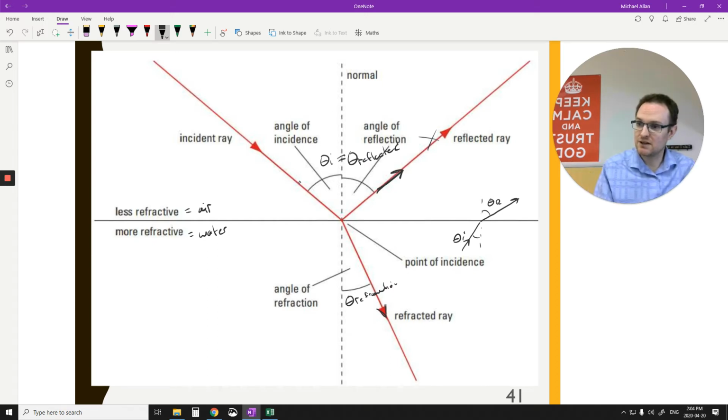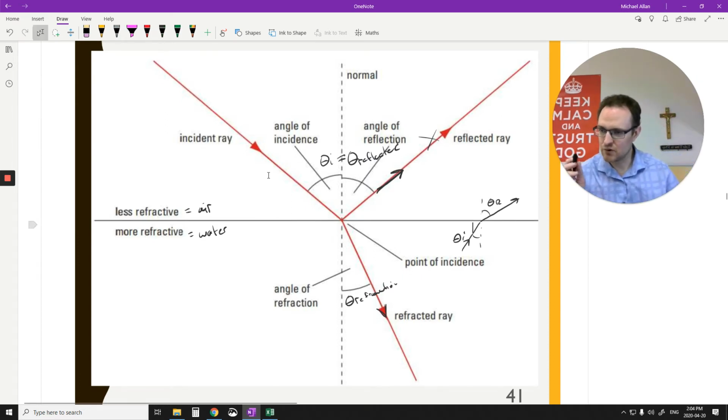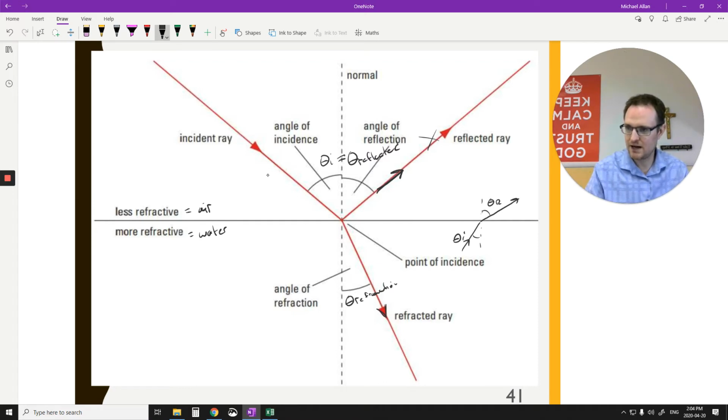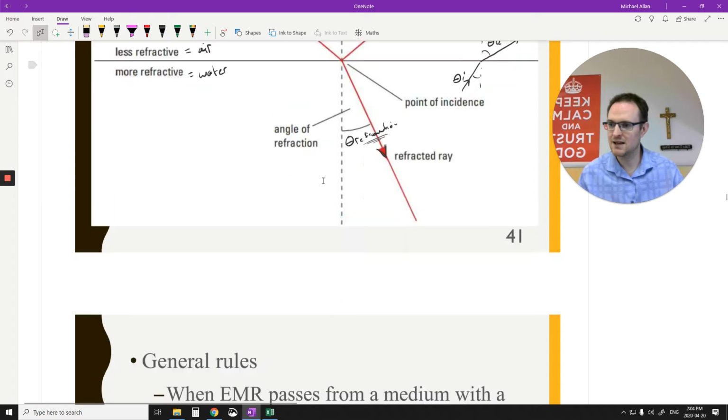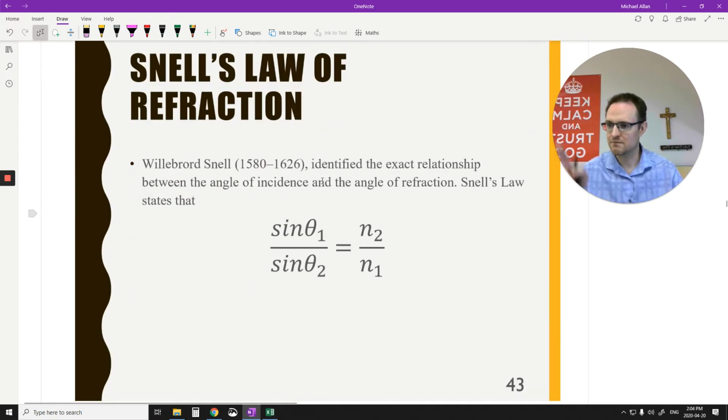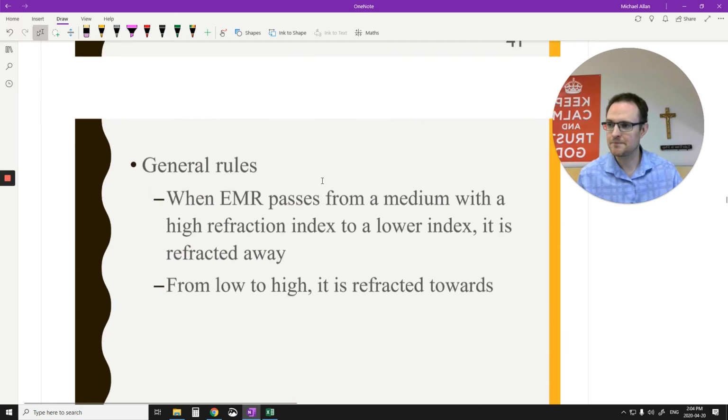But we can actually calculate this. There's a bunch of math behind this, but we're not too concerned about the math. I'm just going to tell you what it is. We're not going to derive the formula. To calculate this refraction angle down here, we use what we call Snell's law. You'll see that a couple slides down from here.